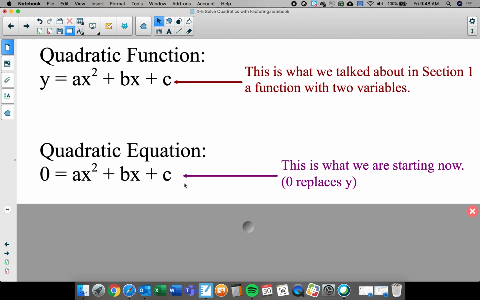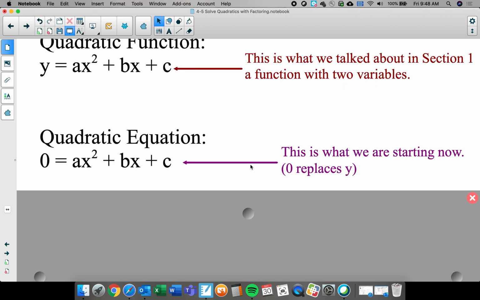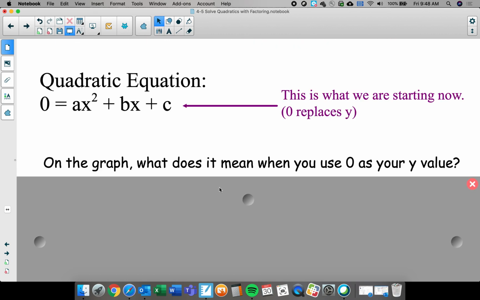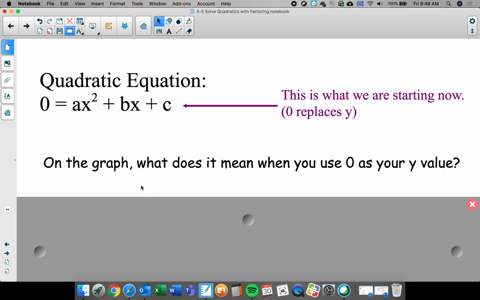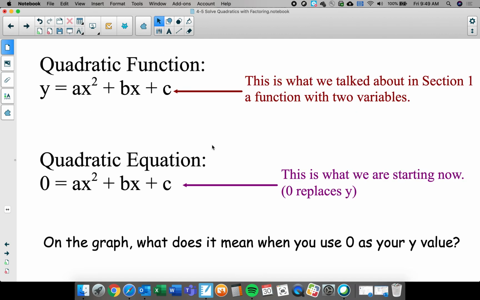You might hear them referred to as zeros, because we're plugging in 0. You might refer to them as solutions. You might hear roots as another one. Those are all the same basic idea, so just keep that in mind as you're working through this. So on the graph, what does it mean when you use 0 as your y value? We just talked about that. That means those are your x-intercepts. That's what we're looking for. When y equals 0, you've found your x-intercepts. That's the general idea.